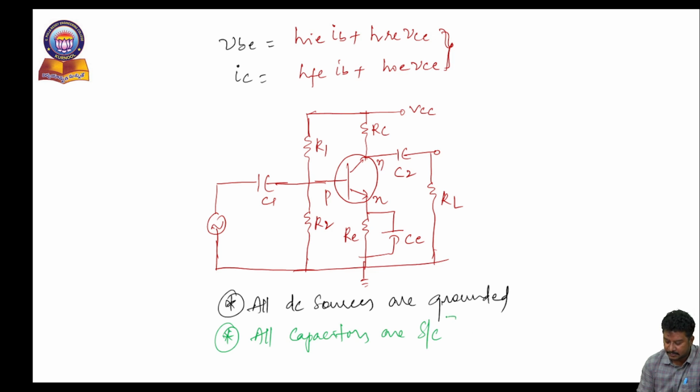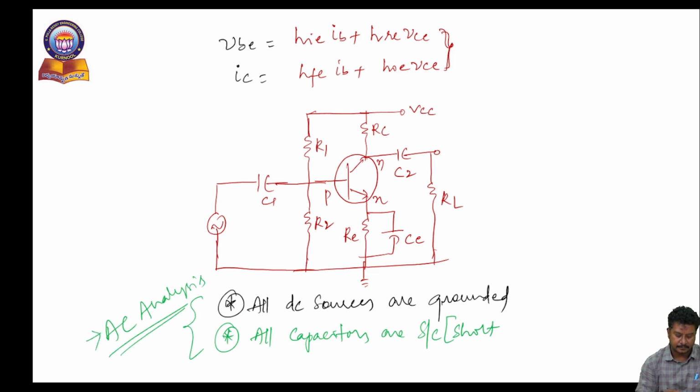Why? Because for AC signals only, the capacitor will allow. For a DC signal, the capacitor will block. That's why we are making the AC analysis. First, we have to convert the given practical circuit into an AC equivalent model, and for that purpose, we require the AC analysis. These conditions we are considering as AC analysis. So, the first condition is to make all DC sources grounded and all capacitors short circuit.